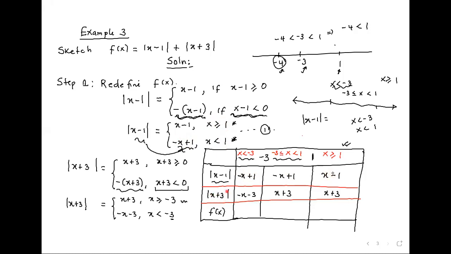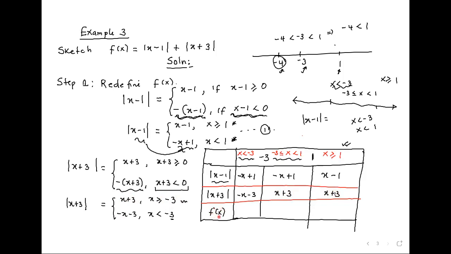Then we go to x plus 3. When x is less than negative 3, we have negative x plus 3. So we put it here. When x is greater than negative 3, we have x plus 3. So we put x plus 3. When x is greater than 1, it is when x is greater than negative 3. So we still have x plus 3 here.